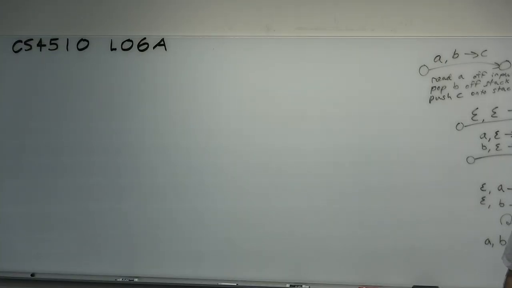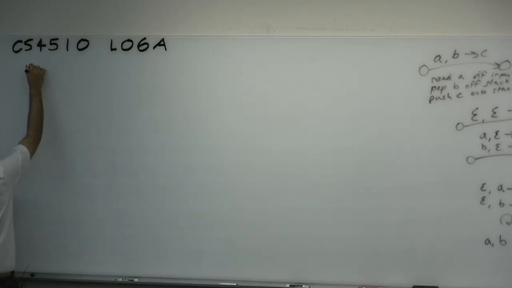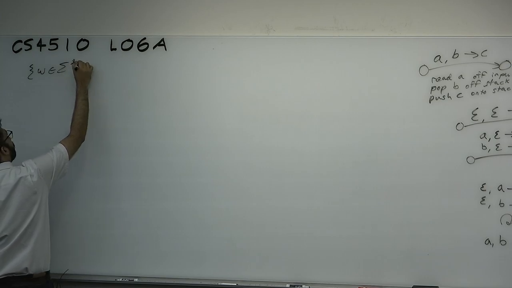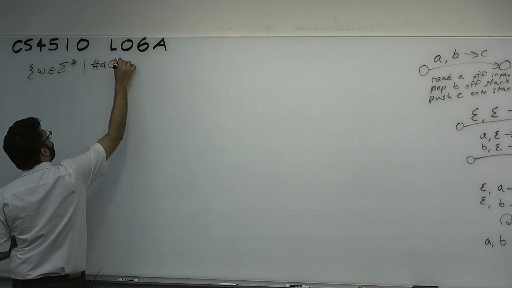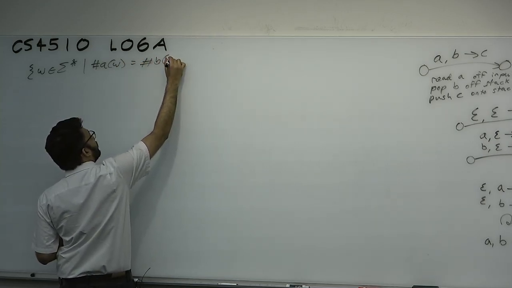This one is slightly harder, but it's kind of like the ones we've seen so far. We reuse the stack as a counter. W is in sigma star, but the number of A's in W is equal to the number of B's in W.